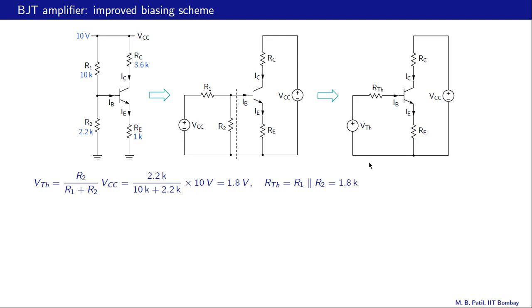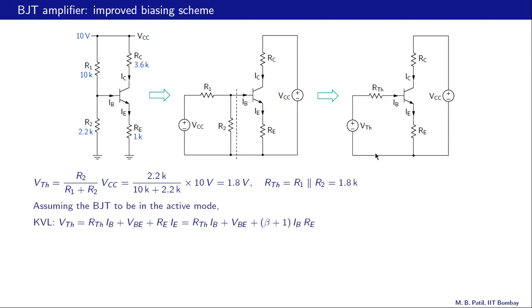Now we know everything about this circuit, and let us write the KVL equation for this loop, assuming that the BJT is in the active mode. So what does KVL say? KVL says that this voltage drop, VTH, is the sum of three voltage drops: RTH times IB, the first term here, VBE, about 0.7 volts, the second term here, and RE times IE, the third term here.